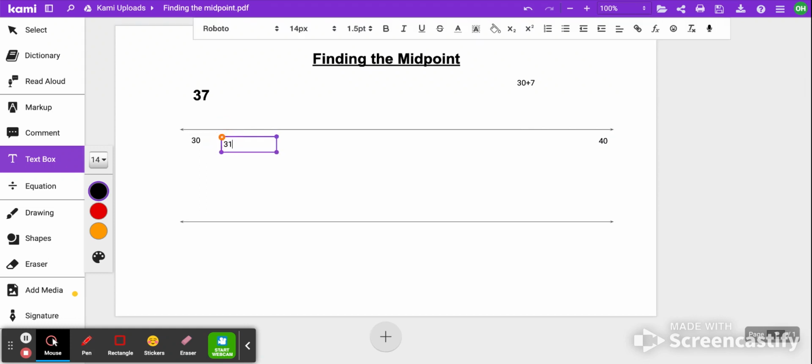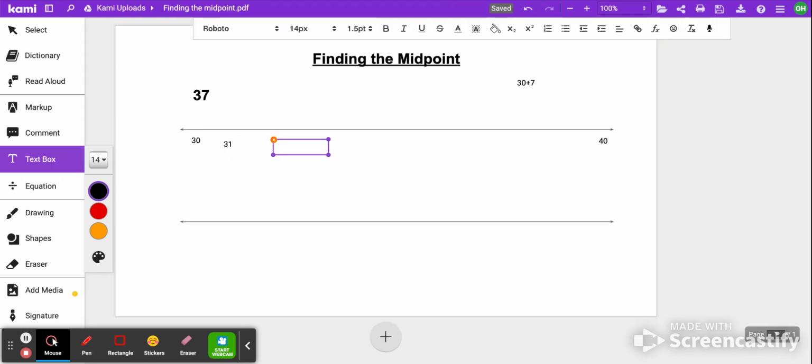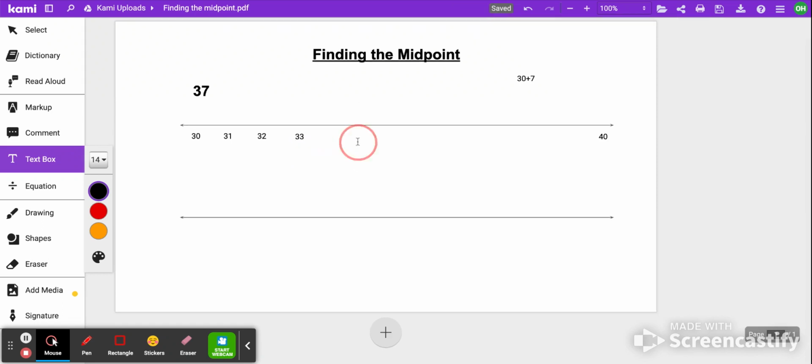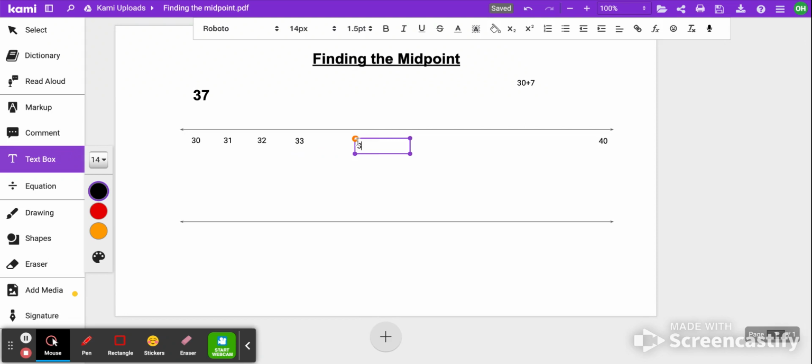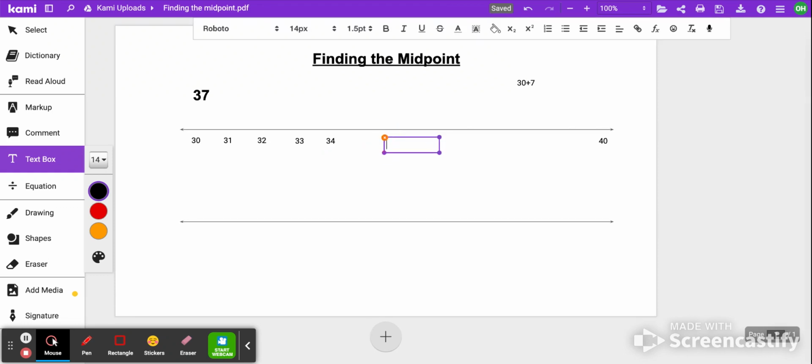So this would be 31, and I'm going to make it a little smaller. Then we got 32. And again, this is just a number line and we're just filling them in, and you'll see in a moment how we can figure out what our midpoint is. Of course, that's 33, and you're just counting, like you would normally count. 1, 2, 3, 4, 5, 6, 7, 8, 9, so on and so forth. So this is the number 35.